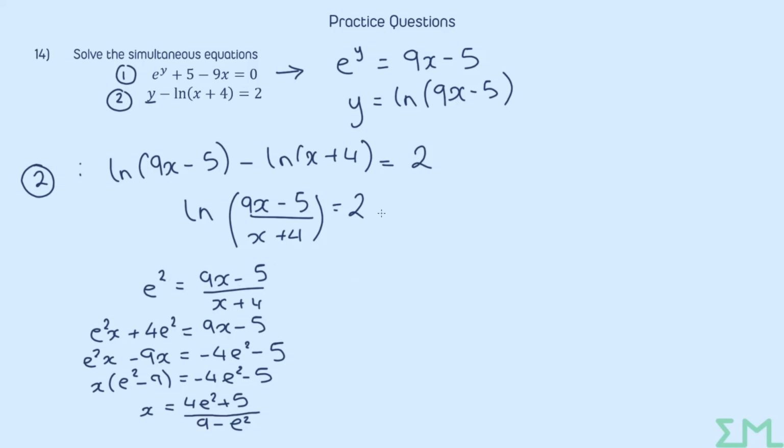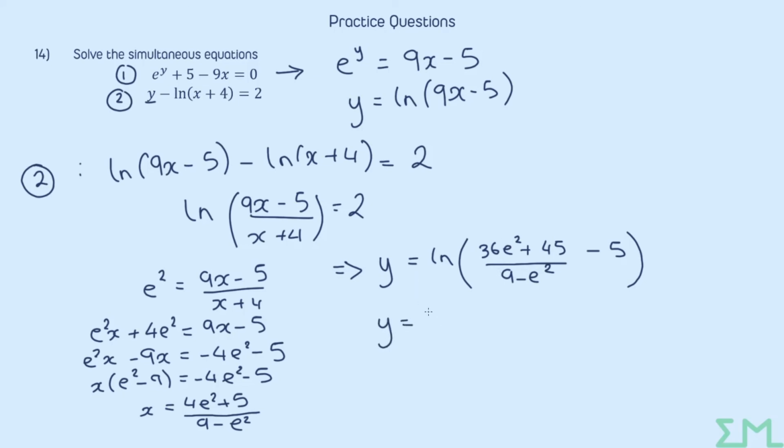Okay, so now we can go back, make sure we remember to find our y value. So y is ln, so this is going to be a little bit messy. 9 lots of x, so I'm just going to take that 9 straight in, so 36e squared plus 45 over 9 minus e squared, minus 5. We could put that as a single fraction by taking away 5 times 9 minus e squared over 9 minus e squared. Well, let's just go ahead and do it, I guess.